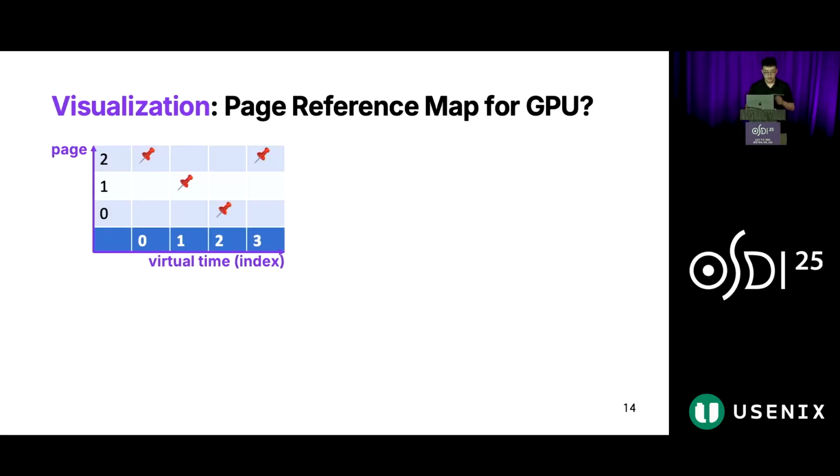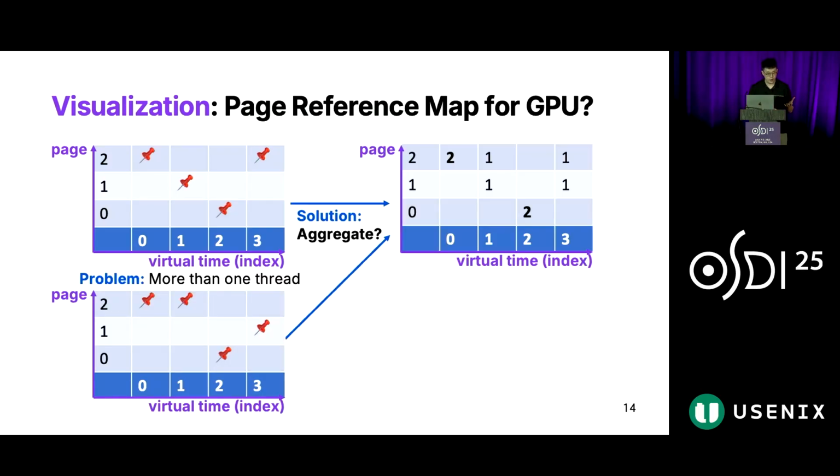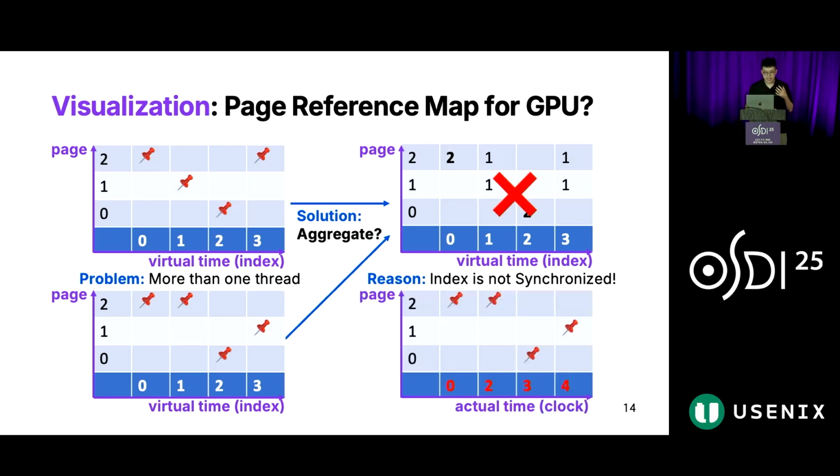Then we want to visualize the Neutrino traces, or maybe the most comprehensive page reference map, like this one. The problem in GPU is that we usually have more than one thread, so we have multiple maps. And the simple aggregation actually does not work. Why? Because the index between threads are not synchronized. There's no guarantee that threads will be executed at the same pace.